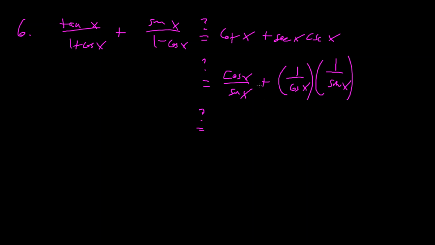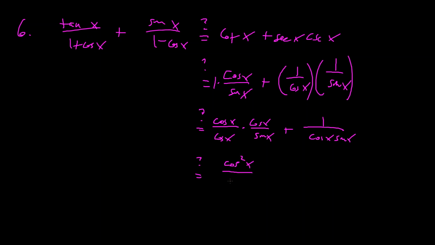In order to add these two fractions here, I'm going to have them have the same denominator. So multiply this first fraction by 1, and the point is that I can write this as cos x over cos x times cosine x over sine x. Multiplying these two fractions here, I have 1 on top and cos x sine x on the bottom. And multiplying these two fractions here, I have cos squared x on top, and on the bottom, cos x sine x.